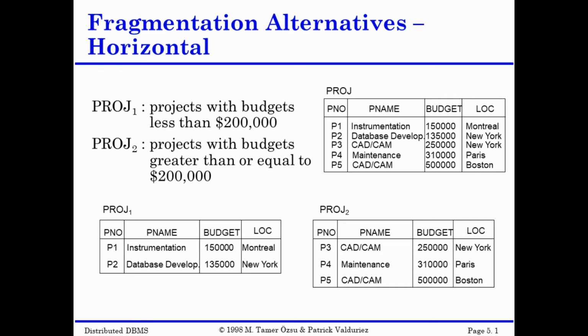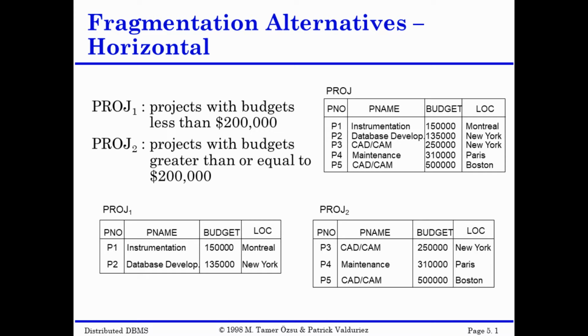And you see here is the original project relation. In this one you have four columns, four attributes I mean. The first column is project number. The second column is project name, then budget, then location. And we see here you have 5 projects, P1, P2 to P5.